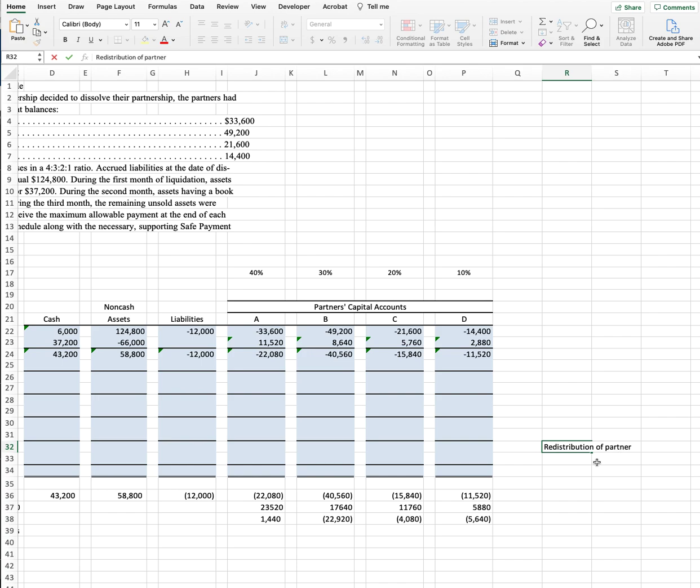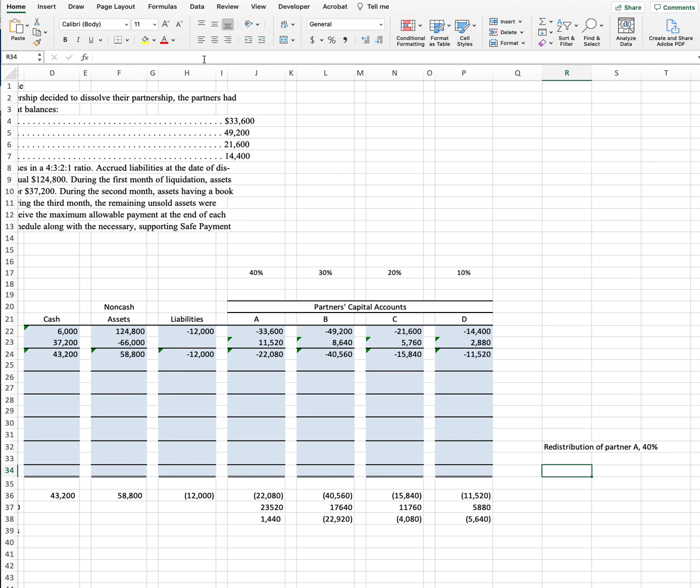So the redistribution of partner A's 40%. Oops, didn't want that down here. Okay, and so to figure this out, it has to stay in the same ratio.